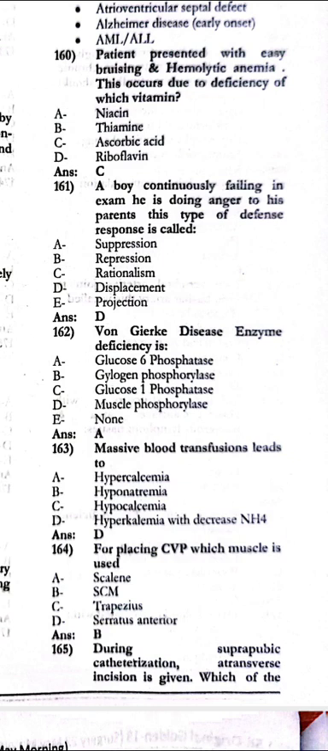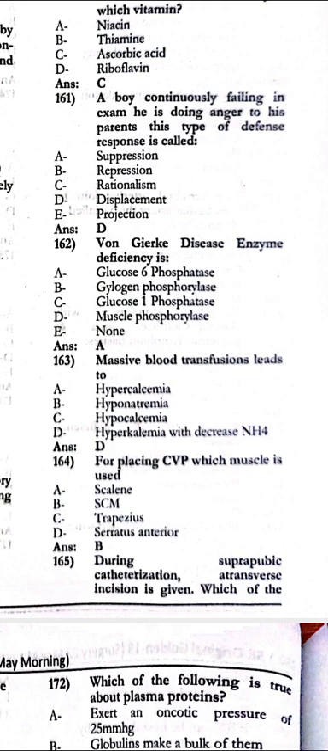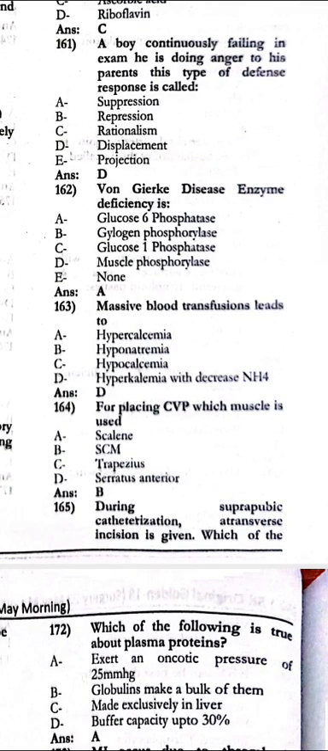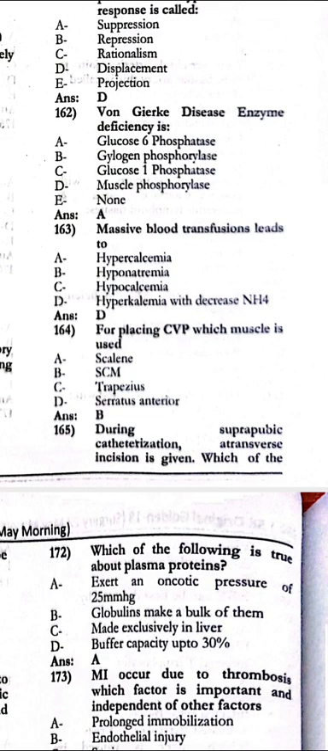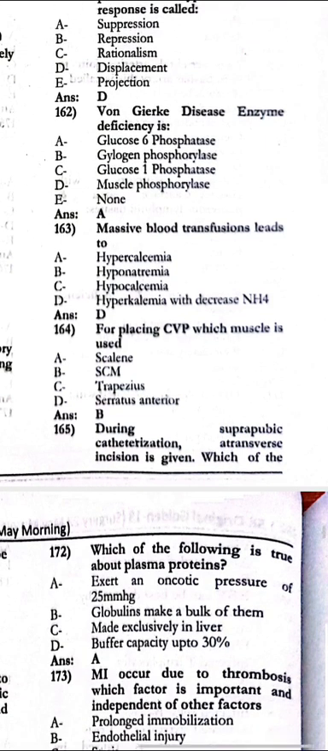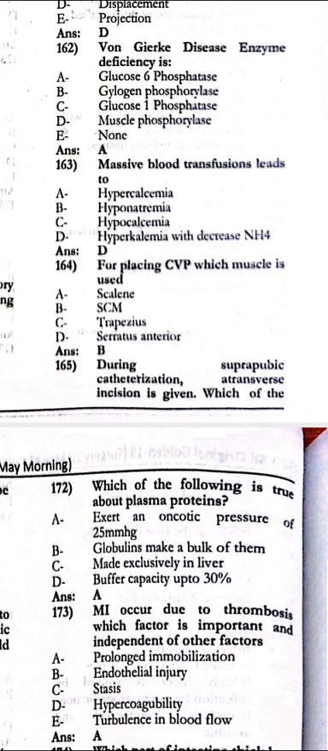A boy continuously fails in exams and shows anger to his parents. This type of defense response is displacement. Gaucher disease enzyme deficiency is glucocerebrosidase. Massive blood transfusion leads to hyperkalemia, decreased NH4. For placing a CVP line, which muscle is used as a landmark? That is the sternocleidomastoid.